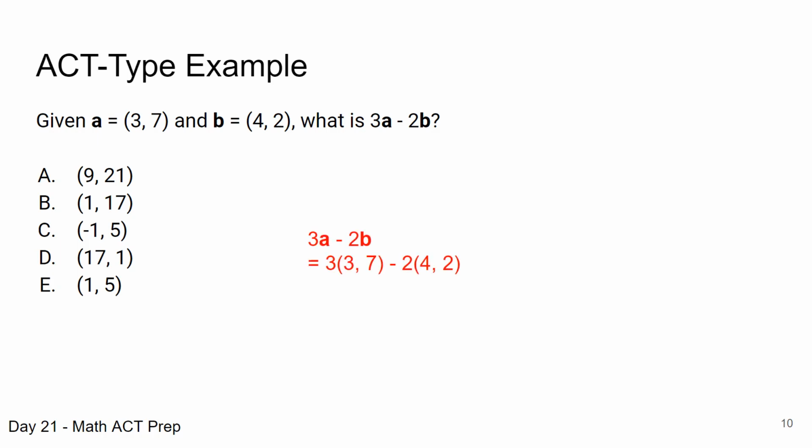So when we multiply 3 times <3, 7>, and 2 times <4, 2>, we get <9, 21> for now the 3a, and <8, 4> for 2b. We subtract those, and we just subtract the components. 9 minus 8 is 1, and 21 minus 4 is 17, and that gives us the vector <1, 17>, which is answer choice B.